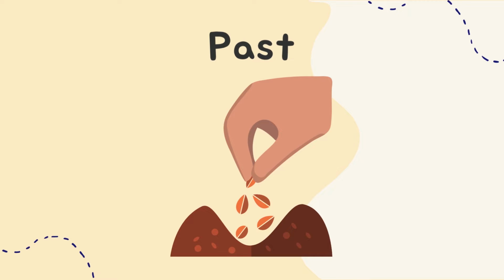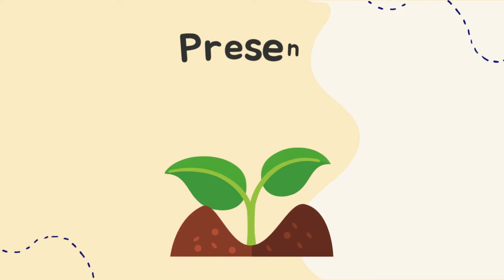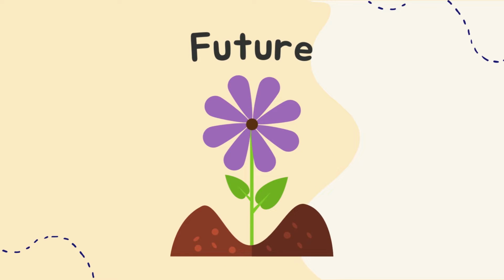Take a seed, for example. We plant a seed in the past. In the present, it is growing. And in the future, it will be a flower.